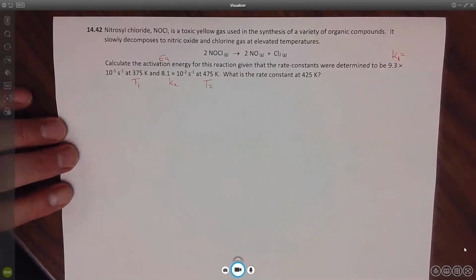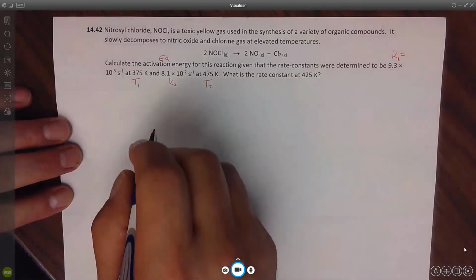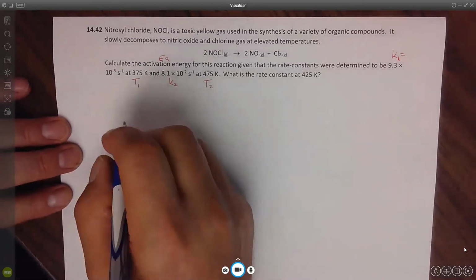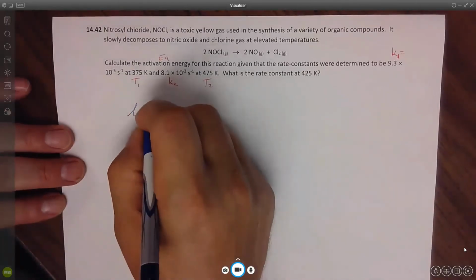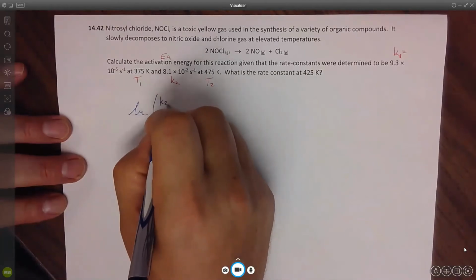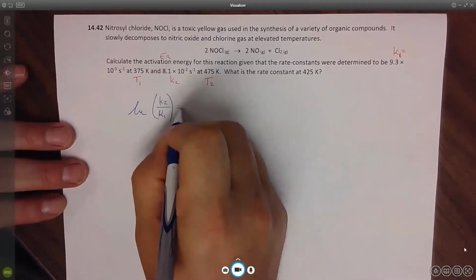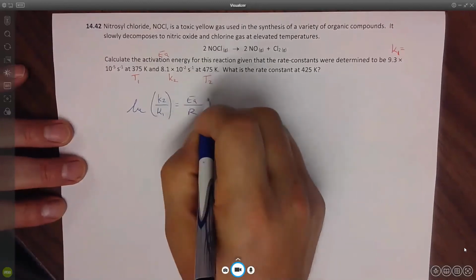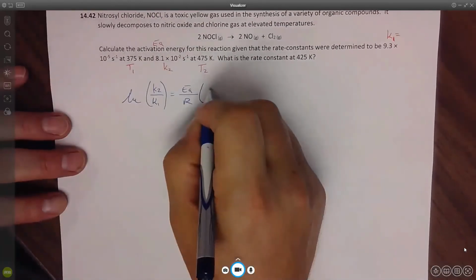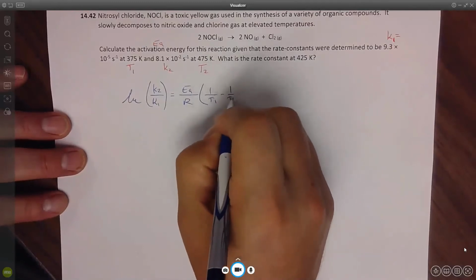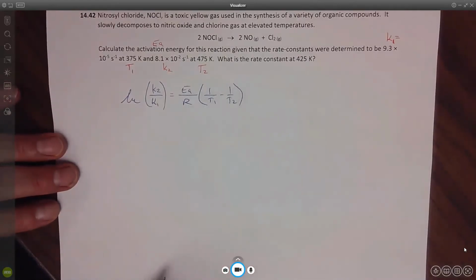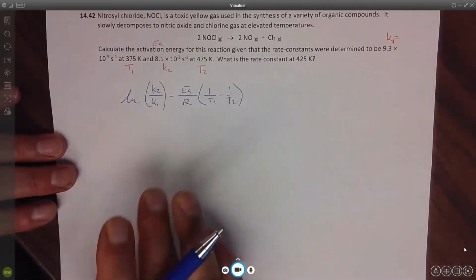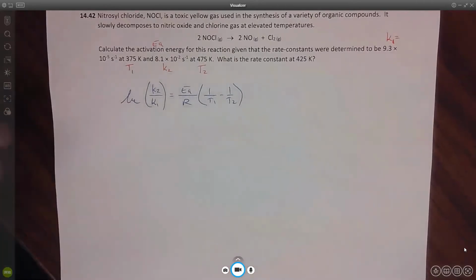The modified Arrhenius equation? Yeah, the modified Arrhenius equation. What does that look like? ln, so the natural log, of K2 over K1 equals EA over R, and then 1 over T1 minus 1 over T2. Absolutely. Okay. And we're solving then for EA. Now, you could rearrange this whole equation or you could solve it piecemeal, whichever way you like.